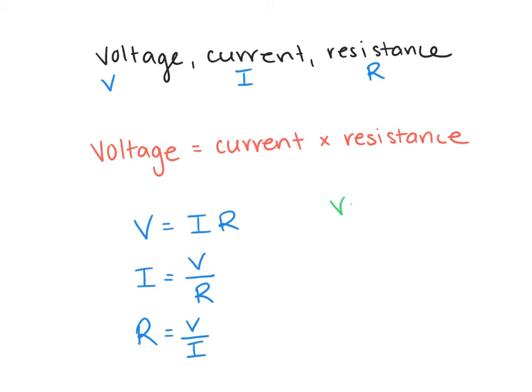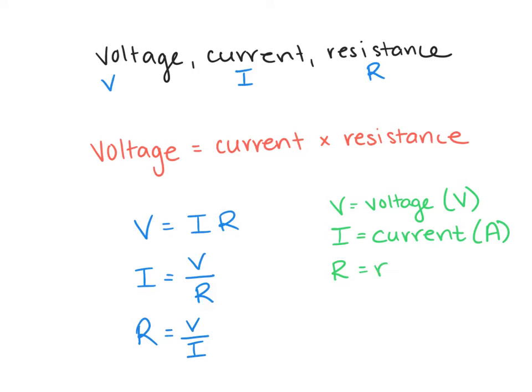And then remember, I'm just going to make a little legend over here. V equals voltage. And we measure voltage in a unit called volts. That's easy to remember. I is current. We measure current in a unit called amps, which we shorten to capital A. And R is resistance, which we measure in ohms. And the symbol for ohms is the Greek letter omega, which also is the Lululemon symbol.